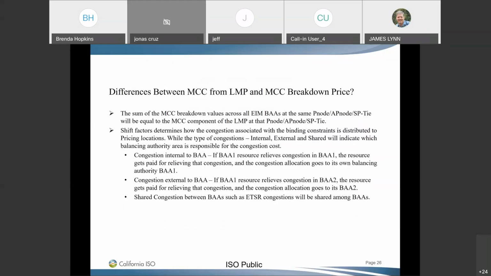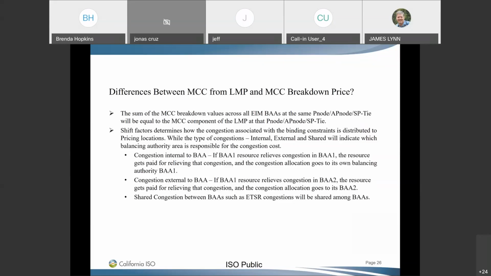I have a question regarding these congestion. Yep. Are there situations where, for example, for the second bullet point for the congestion external to BA that affects our BA, for example, let's say BANC, are there any situations wherein there isn't any other BA that is going to relieve the congestion in BANC BA? Yeah.